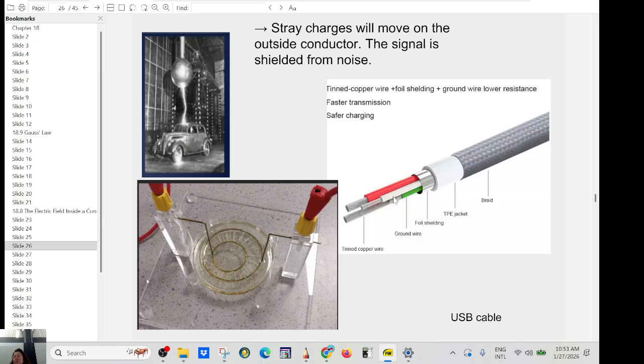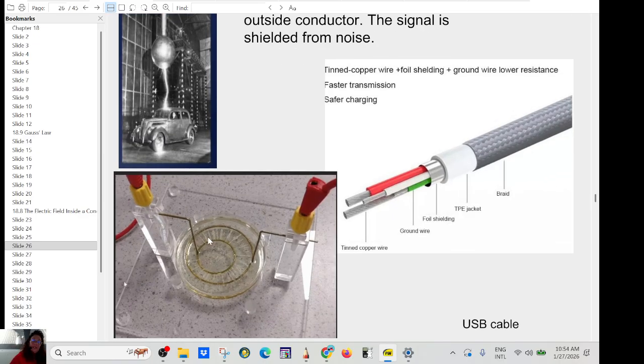You do whatever you want. Even if you have a stray electric field, it's not going to affect the signal. And you can do that: if you take a USB cable and you cut it, you see what's inside, you're going to see the foil. So it's a Faraday cage to isolate the signal from the noise from the outside. You can see that here, right?